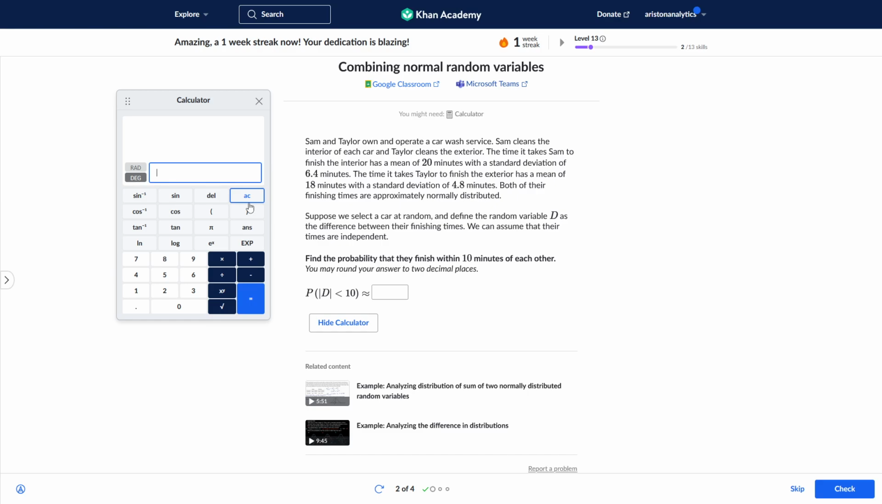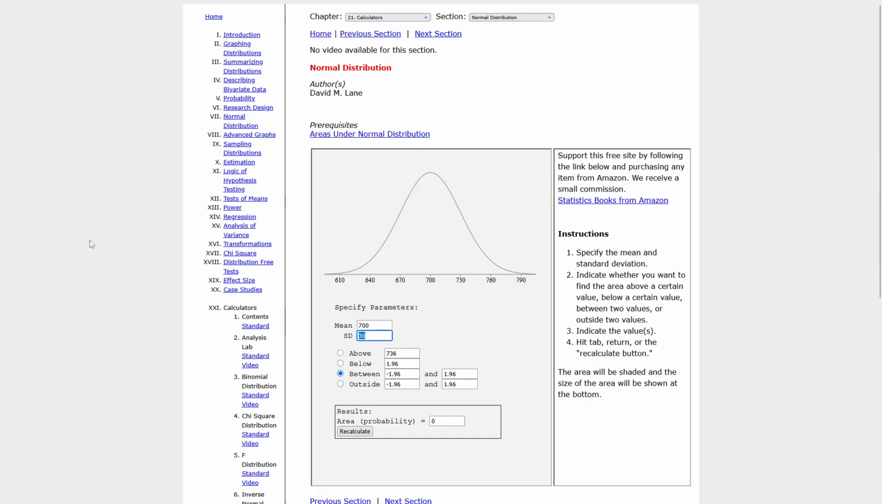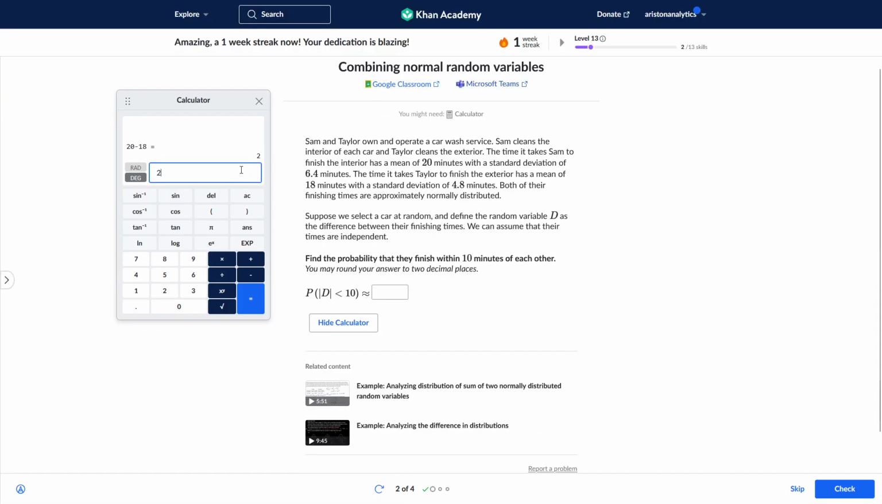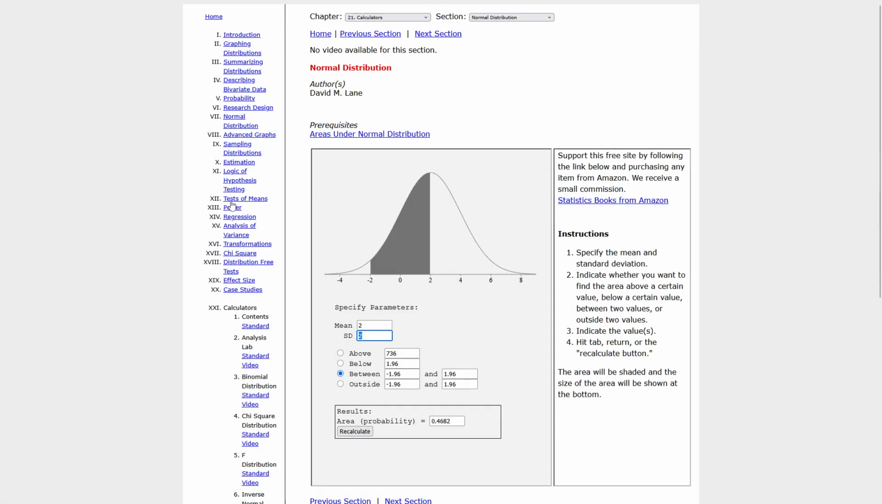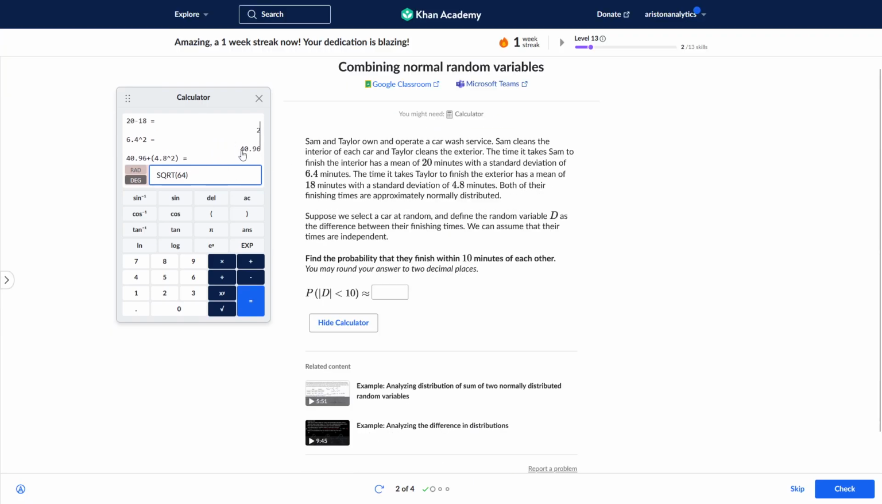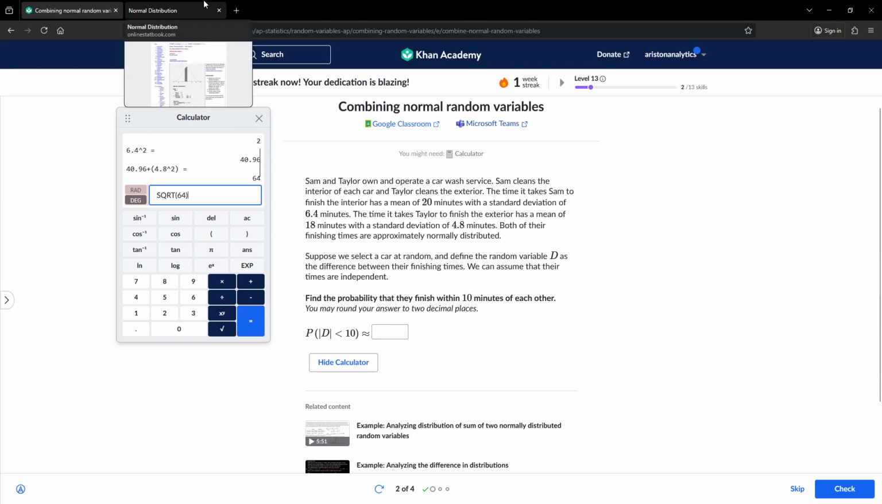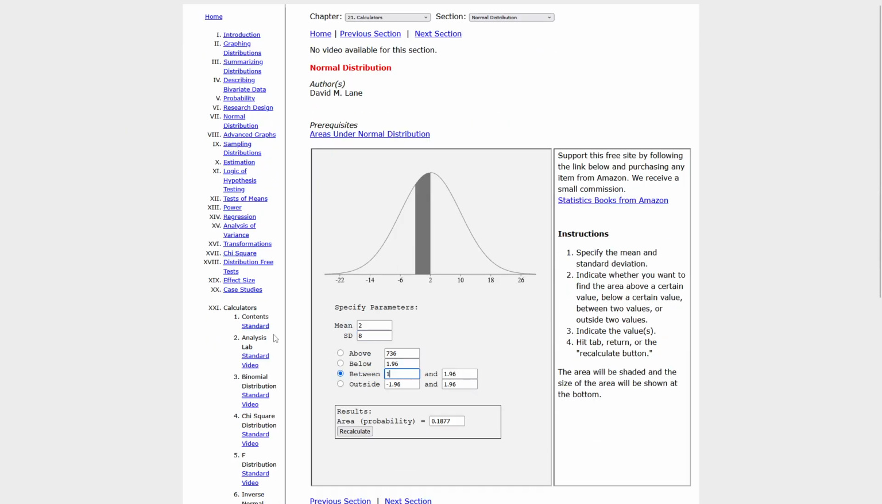We're getting the difference here, so okay, how do we do this? 20 minus 18, that's our new mean, and then 6.4 squared plus 4.8 squared, because we're still getting the difference. Square root, it's 8. Between 10.